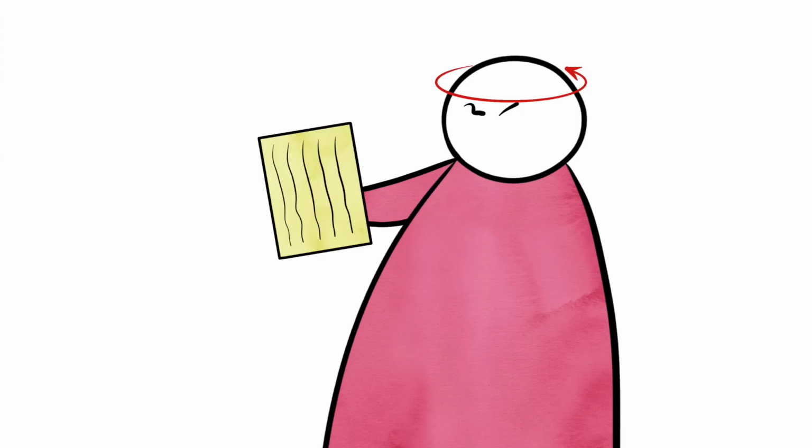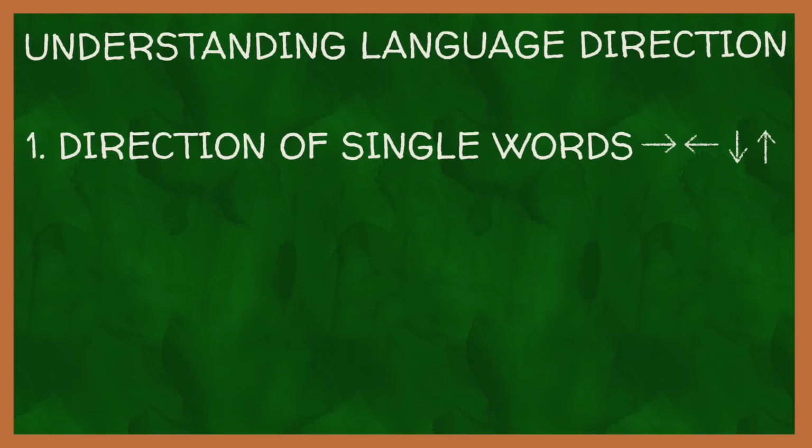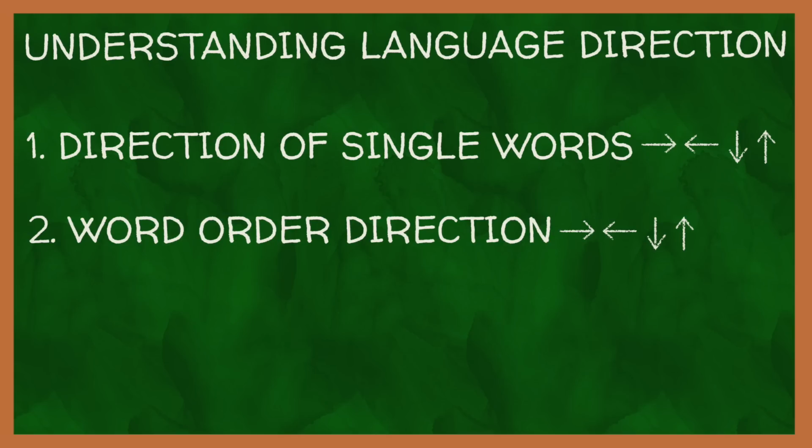There's quite a lot to get your head around when it comes to understanding a language's direction. The first thing you need to find out is if single words are presented horizontally or vertically, and then if they are horizontal, are they written left to right or right to left? Or if they are vertical, do they go from top to bottom or bottom to top? So once you've figured out the direction of a single word, you need to then figure out what direction you have to read the next word in.